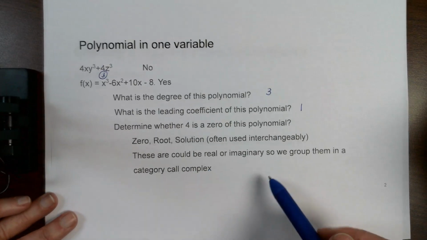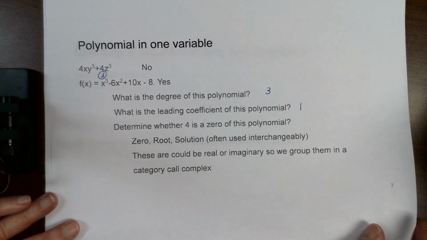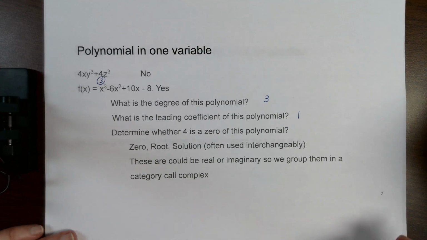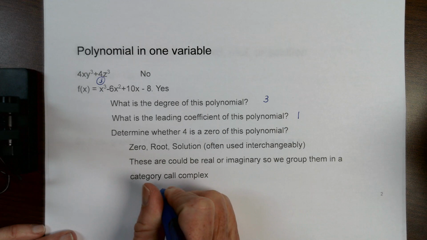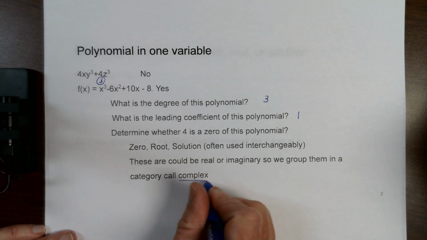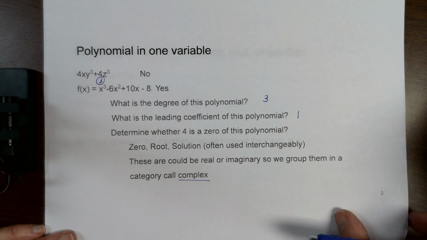And then we need to understand there could be real or imaginary roots. So they group them in a category called complex. Real is basically all our numbers except for imaginary numbers. Complex would be both real and imaginary.